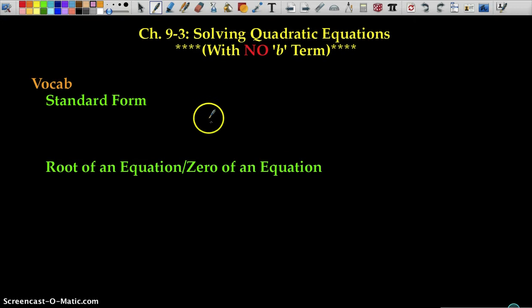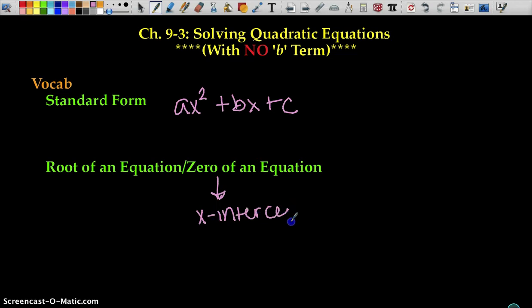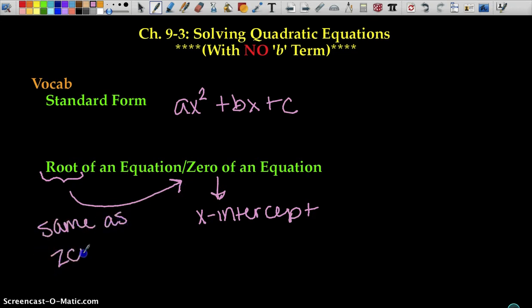All right, standard form, you remember that. I just went over it, but again, ax squared plus bx plus c. You probably have this written down several times already. You don't need to do it again. Zero of an equation, remember that zero is the same as x-intercept. Okay, now we have this term right here, root of an equation. This is exactly the same as zero. So they mean exactly the same thing, so don't get confused if you see something asking for a root or something asking for a zero or asking for an x-intercept. All three of those terms are completely interchangeable.